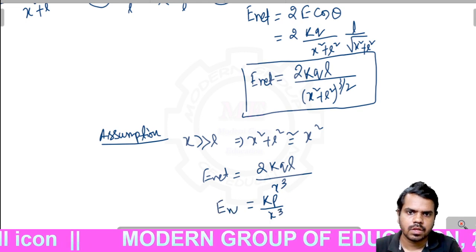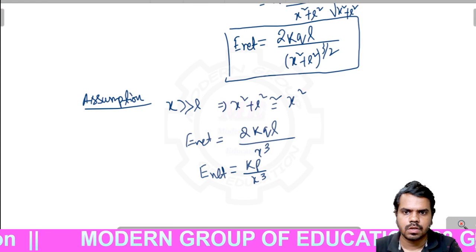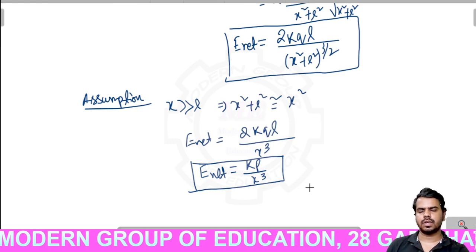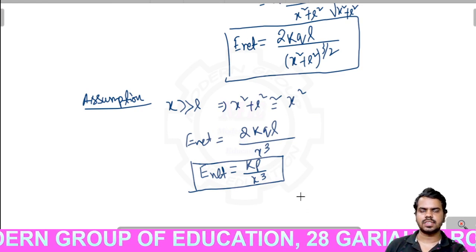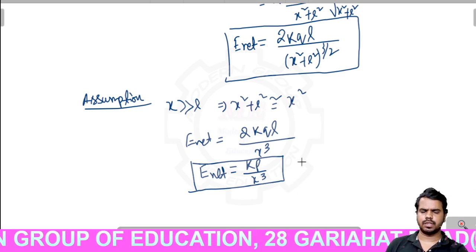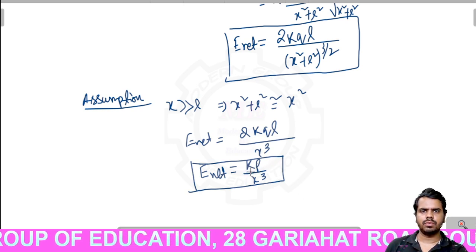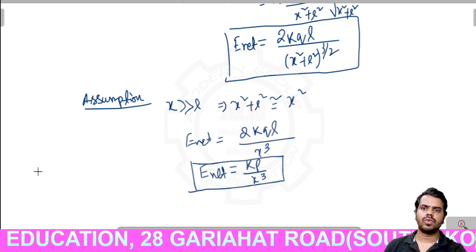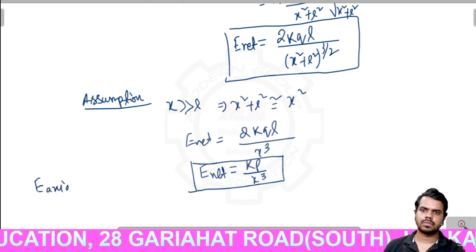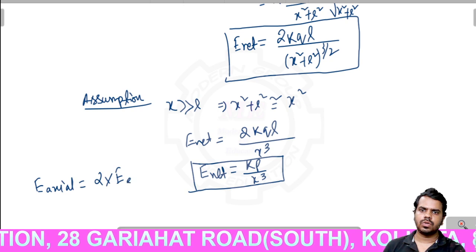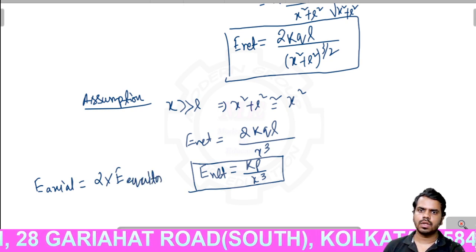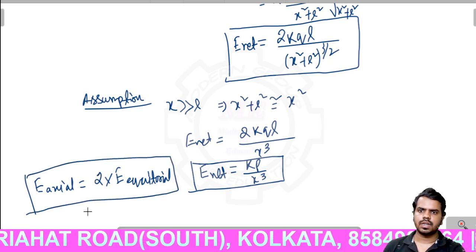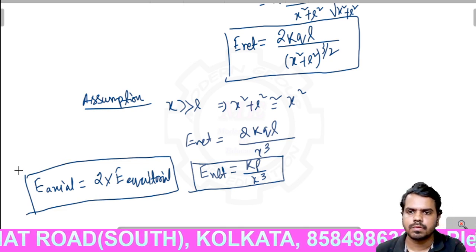So the formula of electric field at the equatorial point will be kp by x cube, and in the axial formula, the E net was 2kp by x cube, and now here it is kp by x cube. That means we can write that E axial is equal to 2 into E equatorial. This is the most important result, and most of the times this question directly comes: E axial equal to 2 into E equatorial. Very, very important.